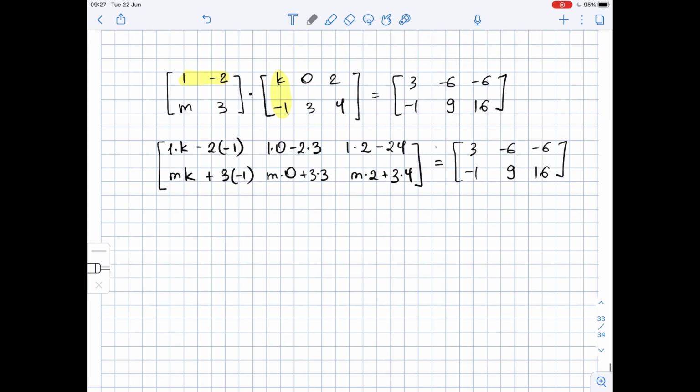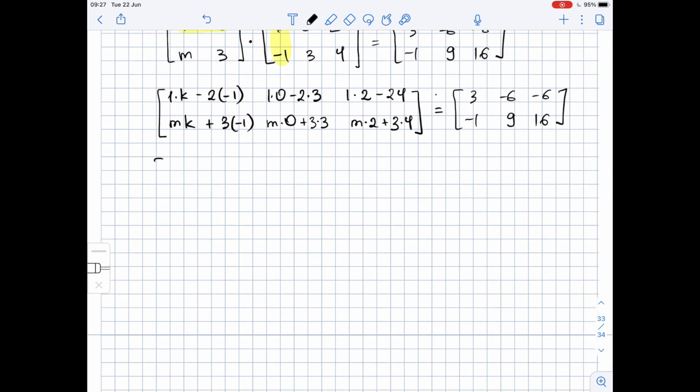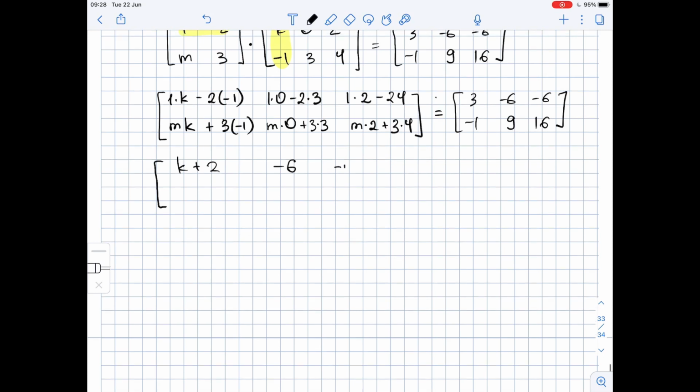Now let's simplify the entries of the left side matrix. Here we have k minus negative 1 times 2, so k plus 2, then negative 6, then 2 minus 8 is negative 6, then mk minus 3, 9, 2m plus 12. And we know that this equals the right side matrix.